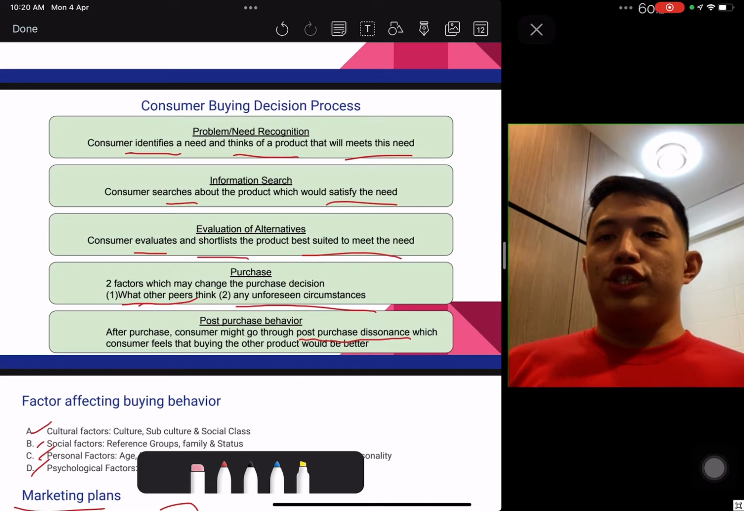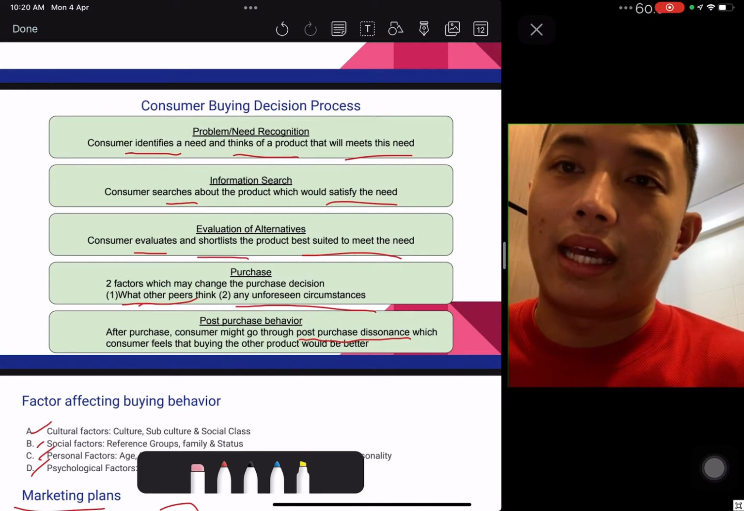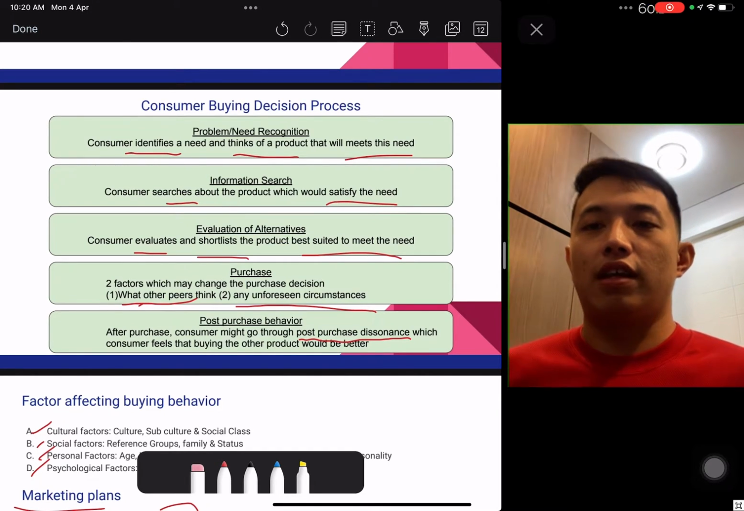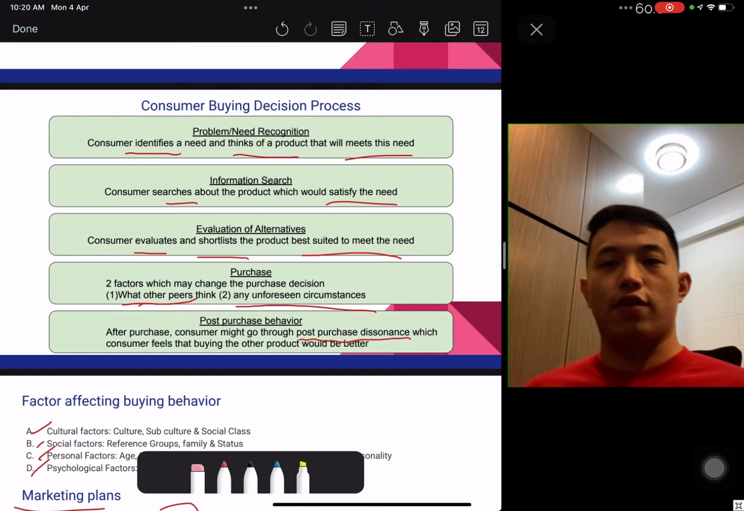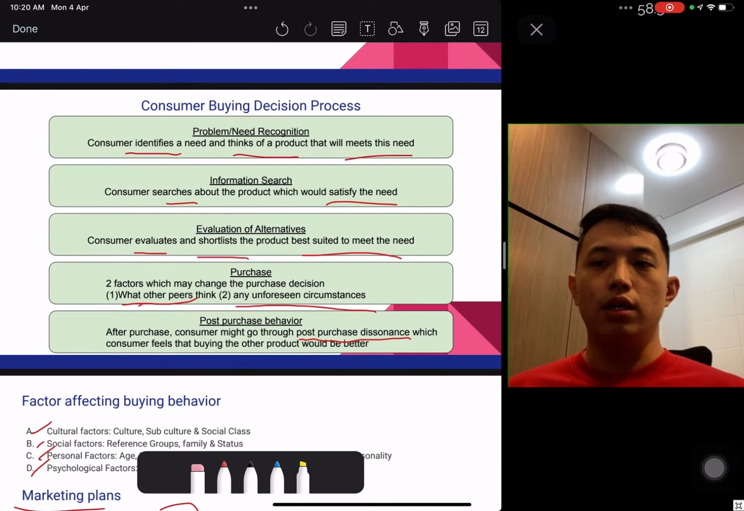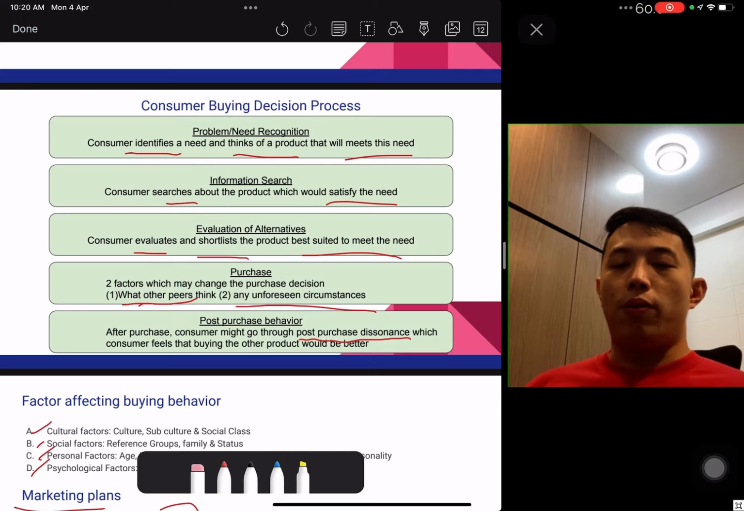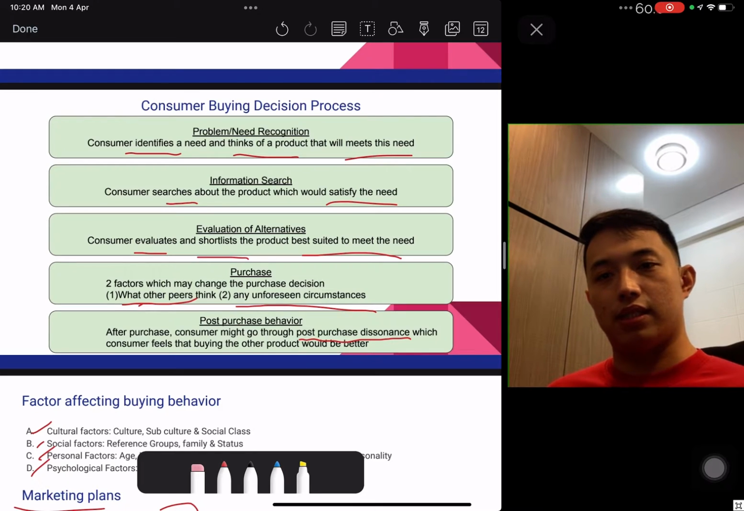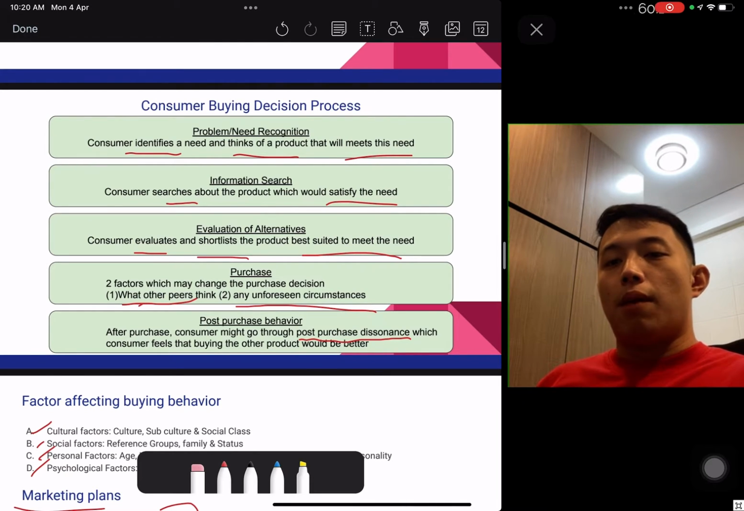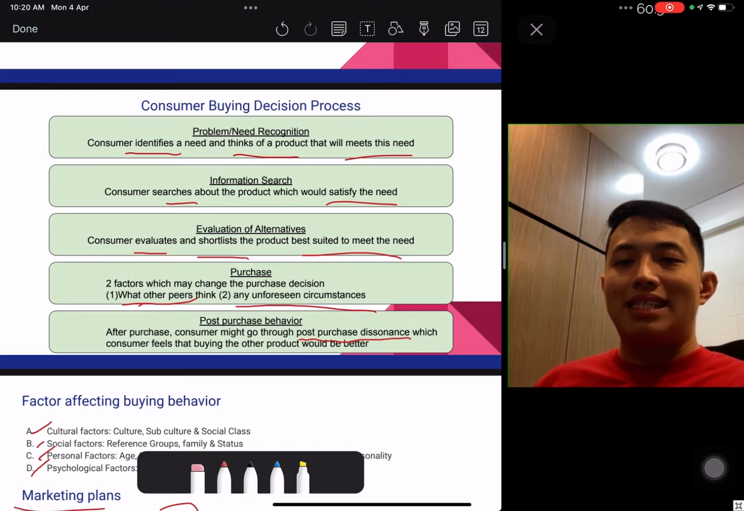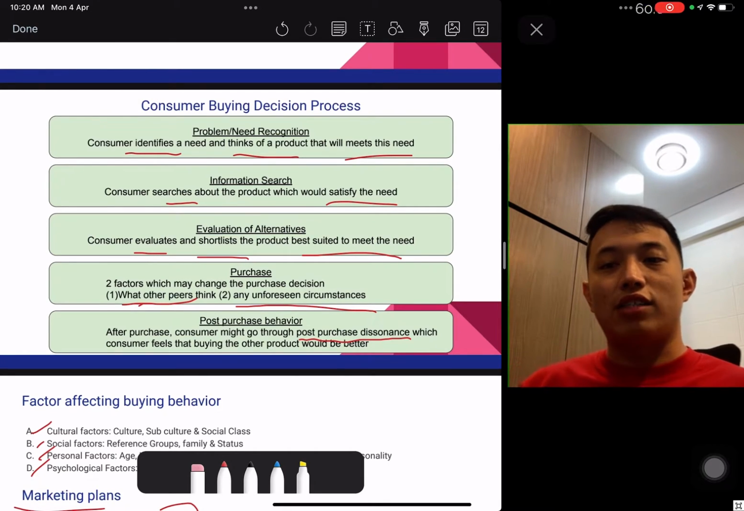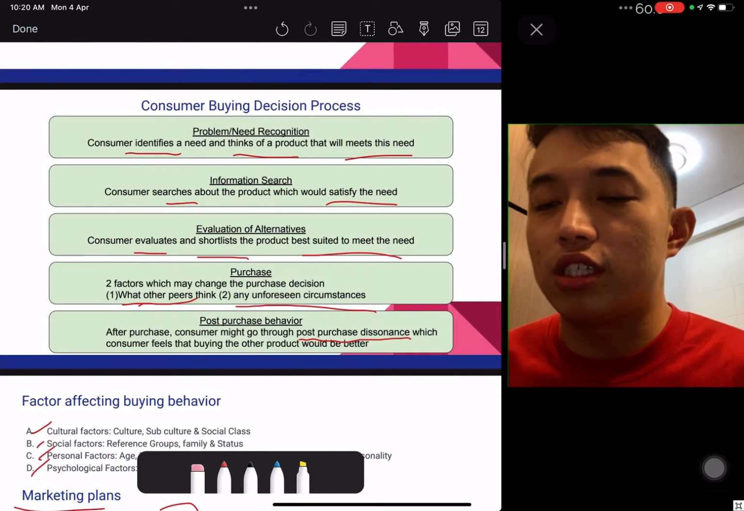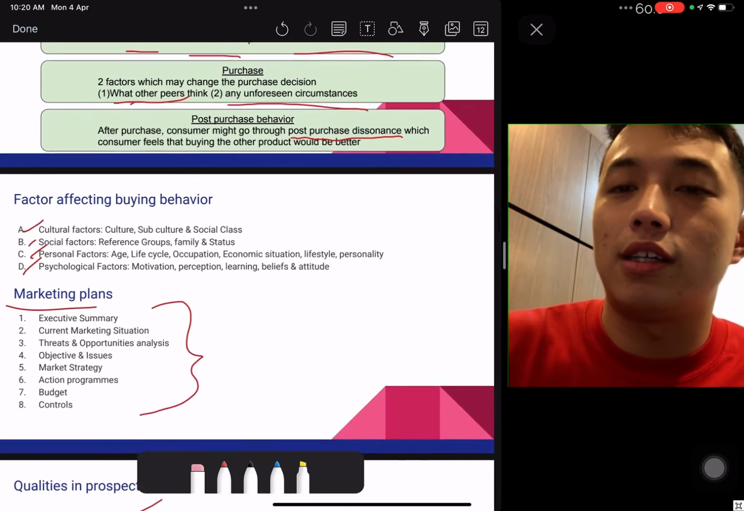Consumer buying decision, guys, this is being tested. Do take note that firstly, the consumer has to identify needs and think of a product to meet their needs. Second, they will search for products to satisfy the need. Third, they will shortlist and filter the best to meet their needs. Fourth, before making the purchase, they will think of what other people will think and of unforeseen circumstances. Lastly, after purchasing, consumers will always think that the other product will be better. The grass on the other side looks greener. So they will go through post-purchase dissonance. Do take note of all these things, they are exam tested.